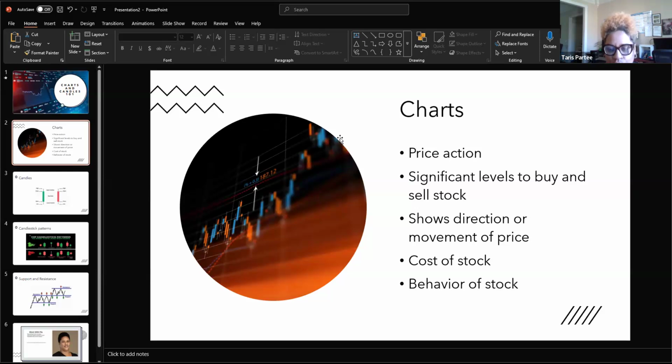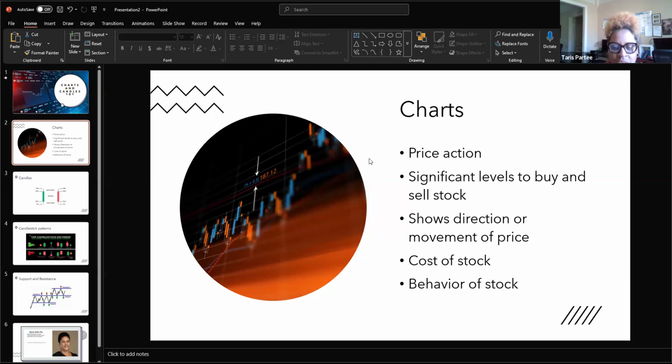The chart also shows you direction or movement of the price. So you don't want to be going against a bullish trend. And when I say bullish trend, I mean that the price is going up. If I was to say bearish trend, then the price will be going down. So you don't want to be going against those trends when you are getting ready to buy a particular stock.